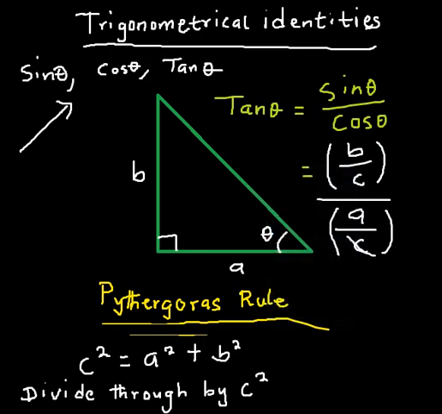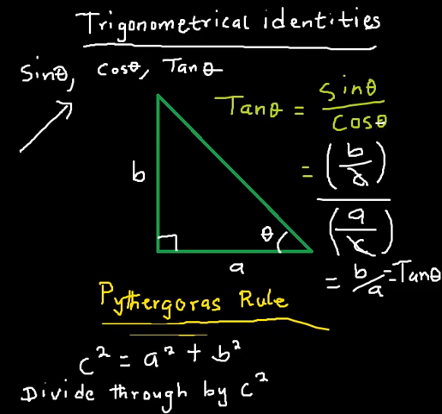So C cancels out, the denominators cancel. I'm left with B over A. And you know B is opposite and A is adjacent. So opposite over adjacent, you know already that that is tan theta. So that is the proof: sin theta over cos theta is always tan theta.